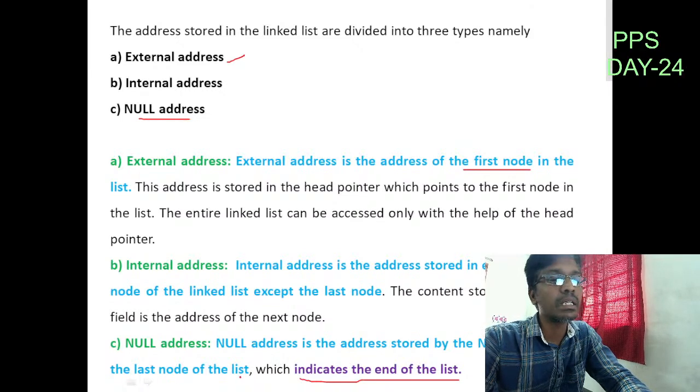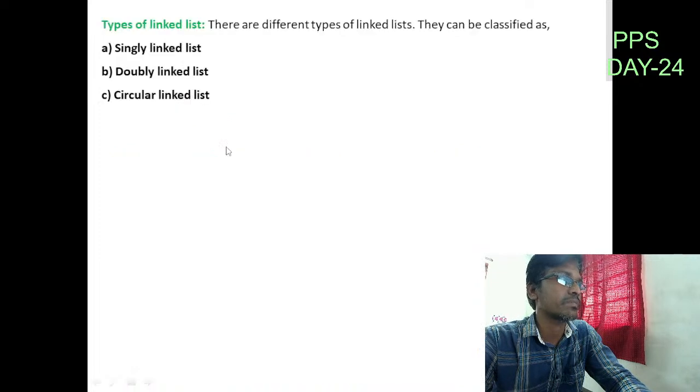And the null address will be stored in the last node in the linked list. Null means that it is the end of the linked list. So these are the different types of addresses you can use in a linked list. And these are the different types of linked list: single linked list, double linked list, and circular linked list.